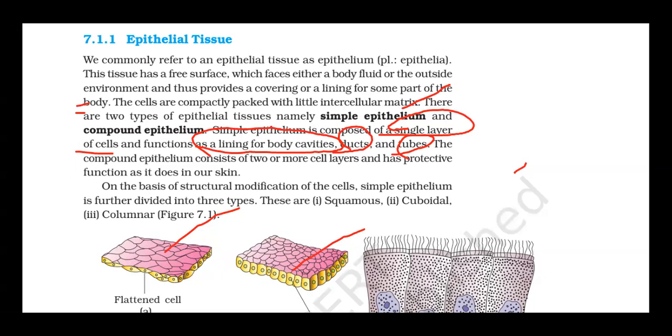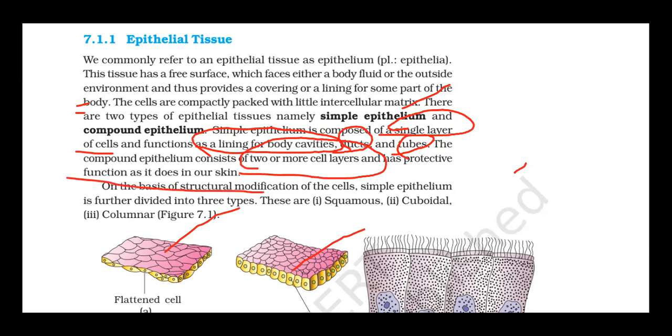Okay, so when we say simple epithelium, the first characteristic is that they are a single layer of cells, and at the same time they are lining for body cavities, ducts, and tubes. But when you look at compound epithelium, they are made up of 2 or more cell layers. So that is very important. 2 or more cell layers, and it has protective functions, as it does in our skin.